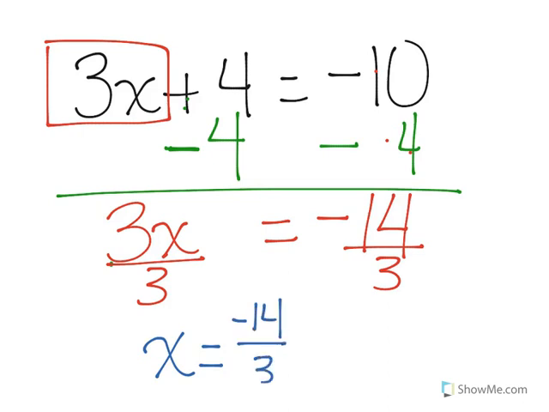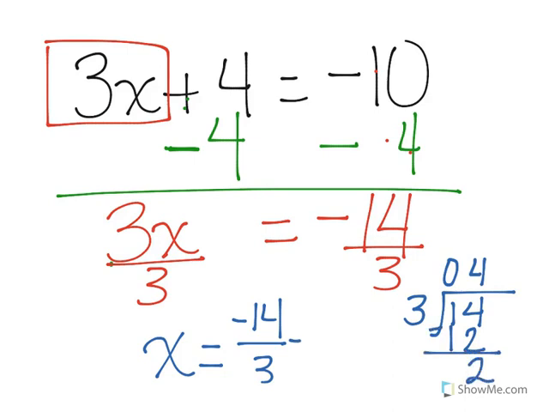But hey, I can simplify that and make it prettier. By doing that, fractions mean division. So 3 can't go into 1, but it can go into 14 4 times. Gives me 12. Subtract and I get 2. So negative 14 over 3 is the same as negative 4 and 2/3.